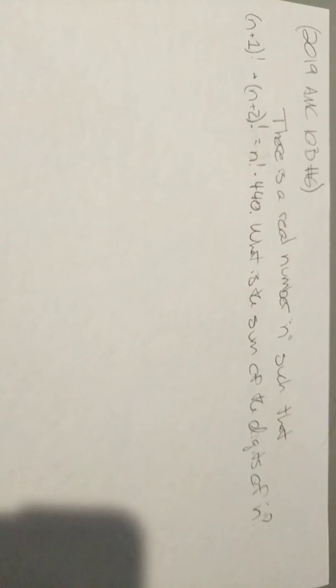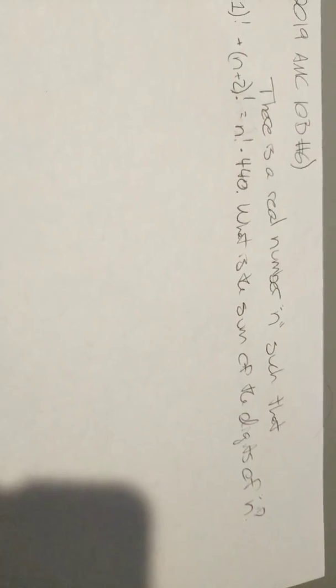Hello, this is the 2019 AMC 10B, problem 6. There's a real number n such that (n+1)! plus (n+2)! equals n! times 440. What is the sum of the digits of n?